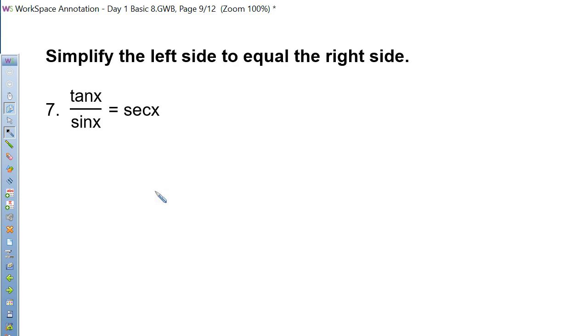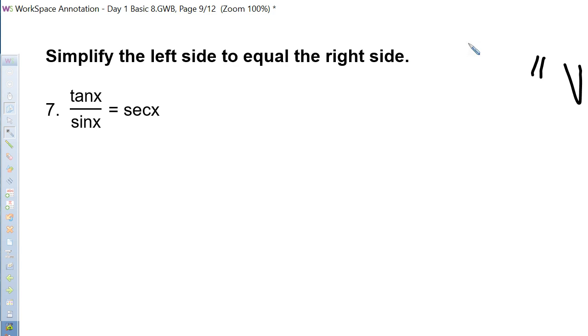Okay, moving on to the next section. The instructions say to simplify the left side to equal the right side. Now, throughout the unit, you may see instructions that only say to verify. So if you see instructions that say verify, this is what you are doing. You are showing that the left side equals the right side. So you're starting with one side, you're doing work to that expression to show that it's equivalent to what's on the right side. And this is what's called a trig proof.